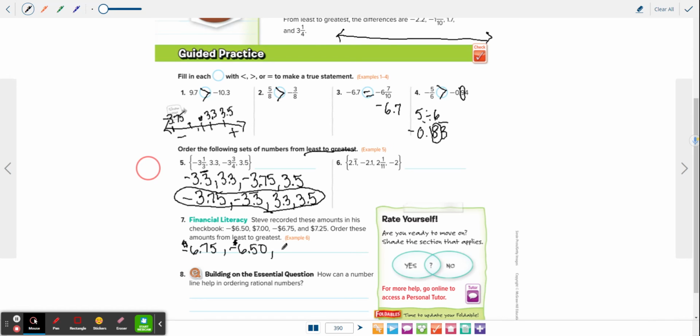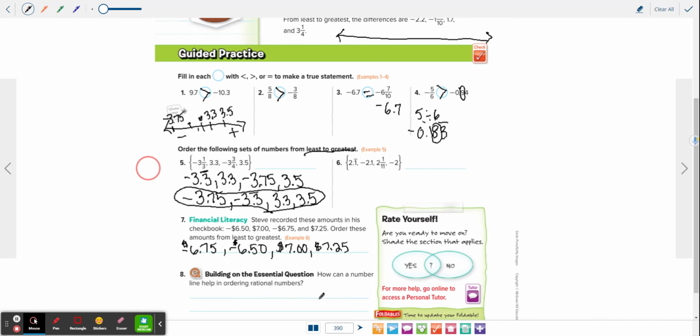Okay. Then we go to the positives. We have $7. And then we have 7.25. 7.25 is more than $7. There we go. So that's your order for that.